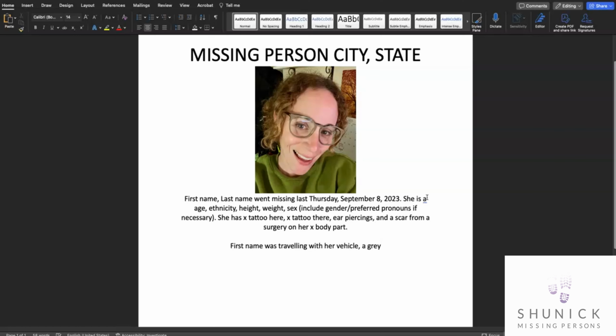But anyway, the what? Where were they? Were they in their vehicle? What were the circumstances that you're aware of surrounding their disappearance? Where was the last place they were seen? Anything that you think will be helpful in helping the community understand what's happened, where to look, what to look for, that kind of thing.